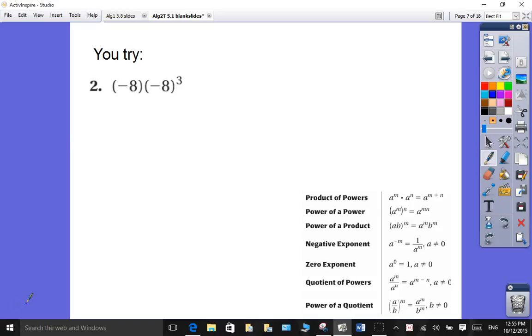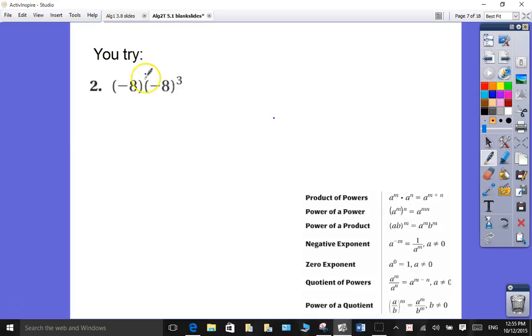Right, that's not the right way to go, right? You can't multiply this negative 8 times that negative 8, because that negative 8 is being raised to the third power. That one is not. So don't jump on something like that. What you can do is say this negative 8 is raised to the first power. That one's raised to the third power. Add the exponents. That's the way you want to go.